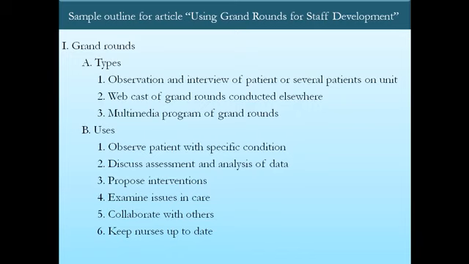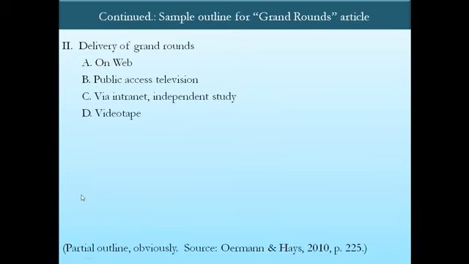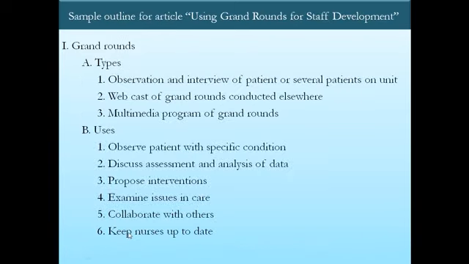So we see the overall topic here of grand rounds, and then we see two subtopics, types of grand rounds and uses of grand rounds, and then specific support for each of those. And you can see each one is on a separate line. It's very obvious what is a subtopic of what. That's a really good structure for an outline right there. There's another page as well. There's another subtopic, delivery of grand rounds, and the various ways you can deliver them. So that is a nice sample outline right there.